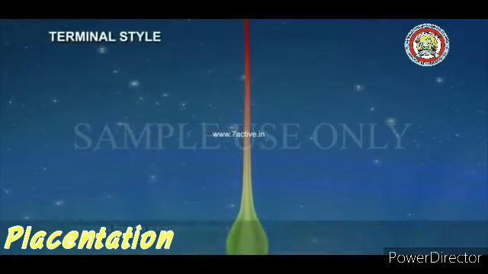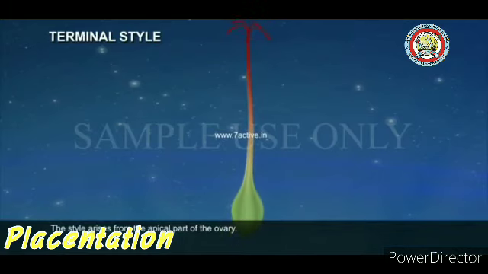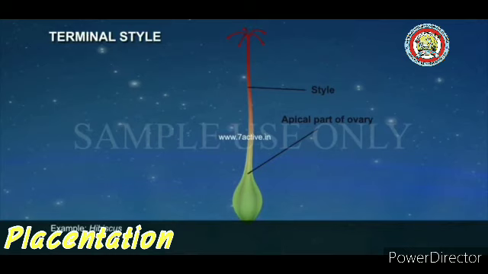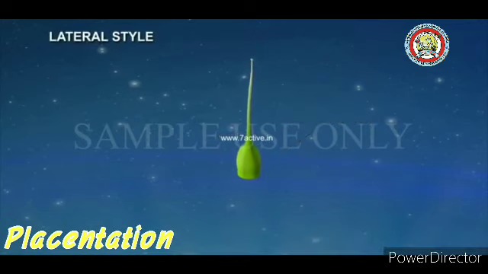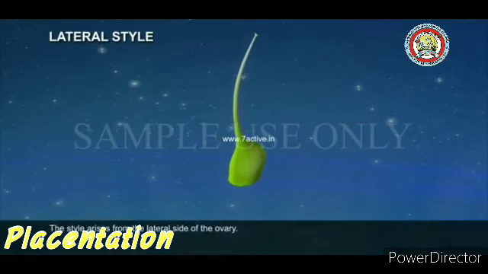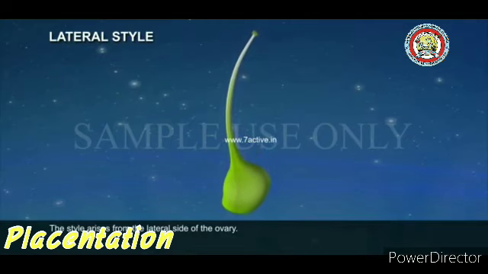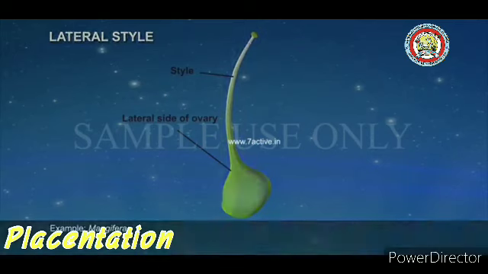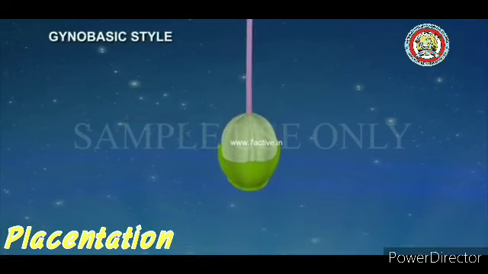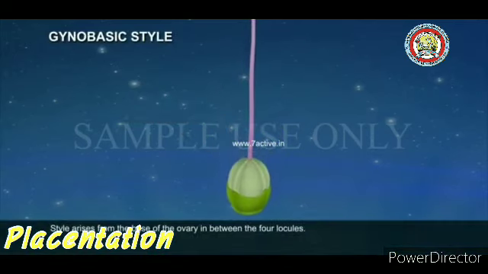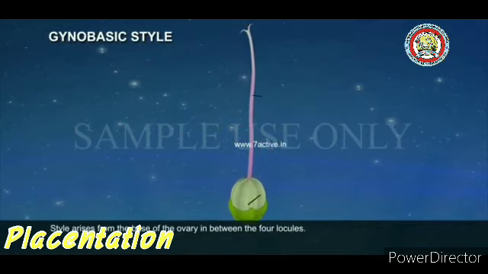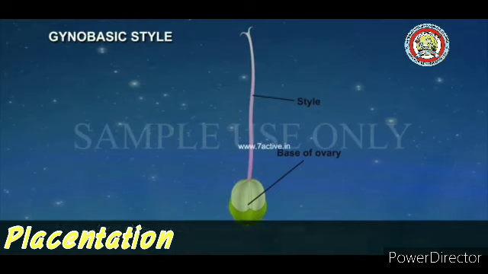Terminal style. The style arises from the apical part of the ovary. Example, Hibiscus. Lateral style. The style arises from the lateral side of the ovary. Example, Mangifera. Gynobasic style. The style arises from the base of the ovary in between the 4 lobes. Example, Ocimum.